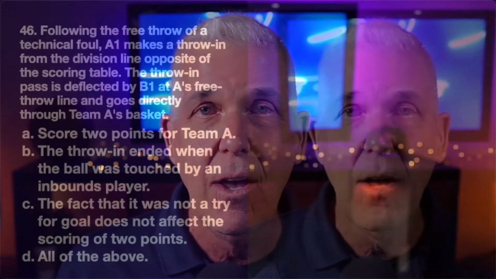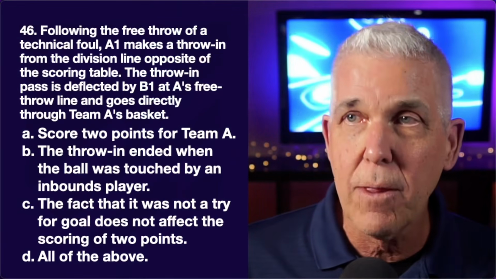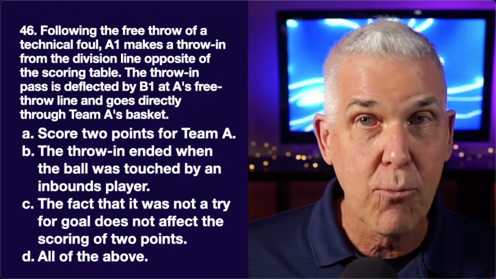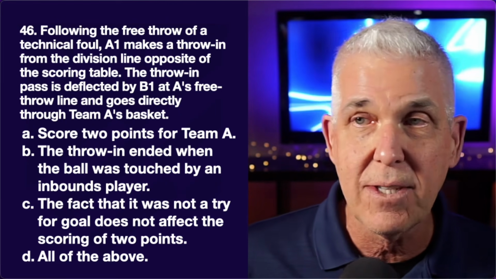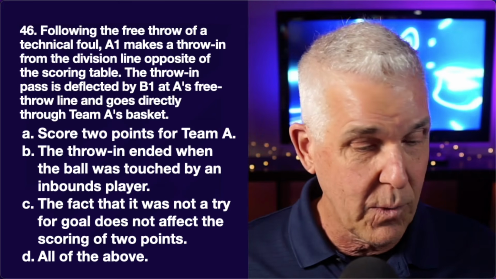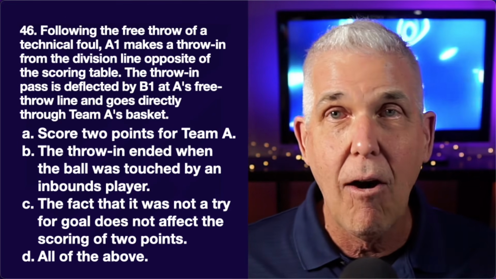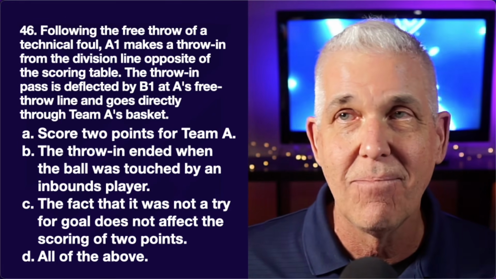Any live ball that passes through the goal shall be scored for that team. In this instance, that is exactly what we have. We are going to score the 2 points for Team A. The throw-in did end with the legal touching. The fact that it was not a try for goal does not affect the scoring of the 2 points. We are going with D, all of the above.